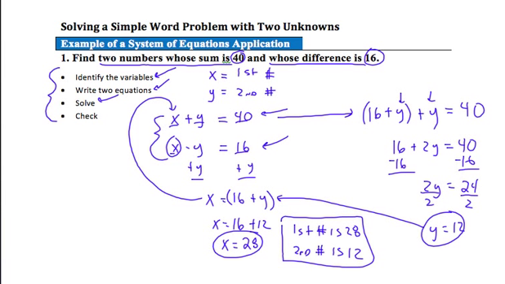We want to make sure that these numbers have a sum of 40 and a difference of 16. So a sum simply means I'm going to add. So here's my check. First check would be just to add these together. 12 plus 28. When I add those together, I will get 40, so that checks.